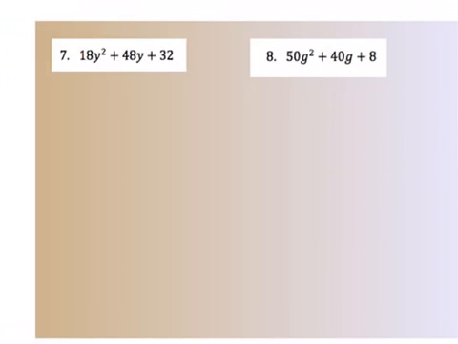Example number 7 here, again, go through those steps. Those steps should be always your second nature of where you start from. So is there a GCF that I can take out? Yes, in this problem there is. There is a 2 that I can take out of everything. So I'm going to have 2 times 9y squared plus 24y plus 16.